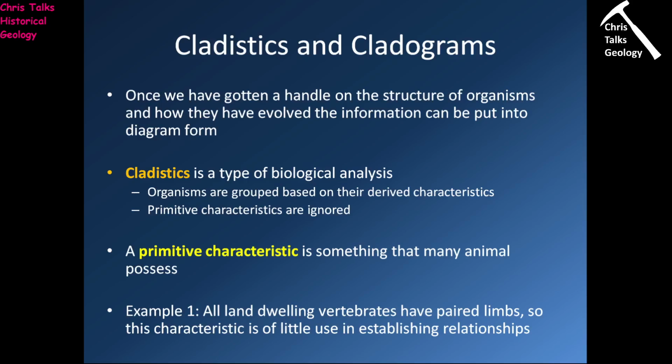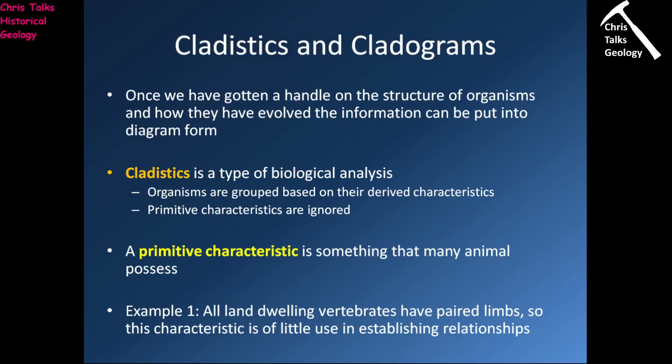So we're going to begin by looking at cladistics and cladograms. So once we've gotten a handle on the structure of organisms and how they evolved, the information can be put into diagram form. So cladistics is a type of biological analysis that splits animals into groups using derived characteristics. So a derived characteristic is something that is distinct to a limited group of organisms. So it's some feature that an animal has which allows you to differentiate it from other groups.